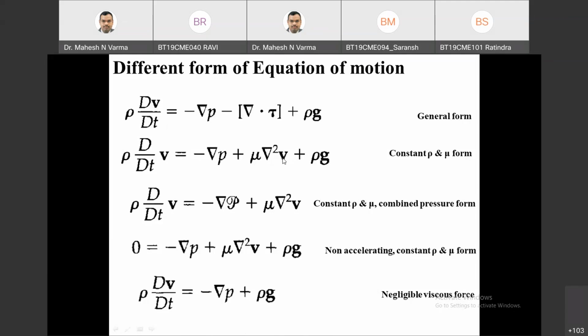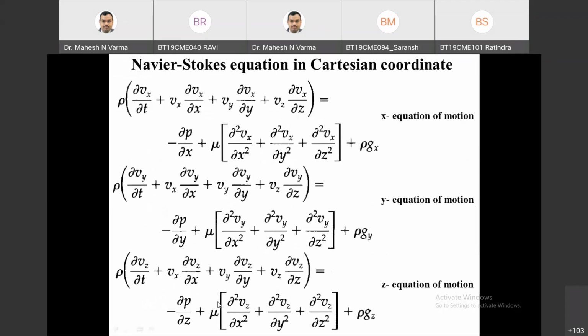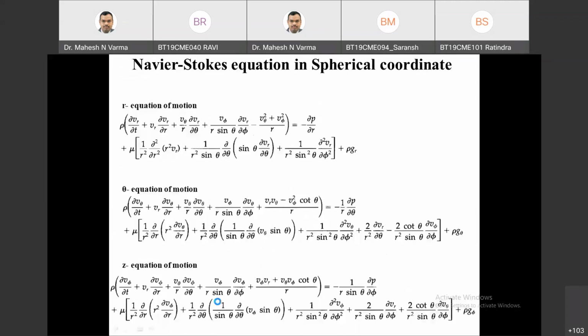Similarly, you can get 9 equations from the general form, 9 equations from this form, 9 from this form, making 45 equations. So whichever equation is needed, you can write that equation, start the derivation, and get the velocity profile. Then you can get the appropriate important design properties.